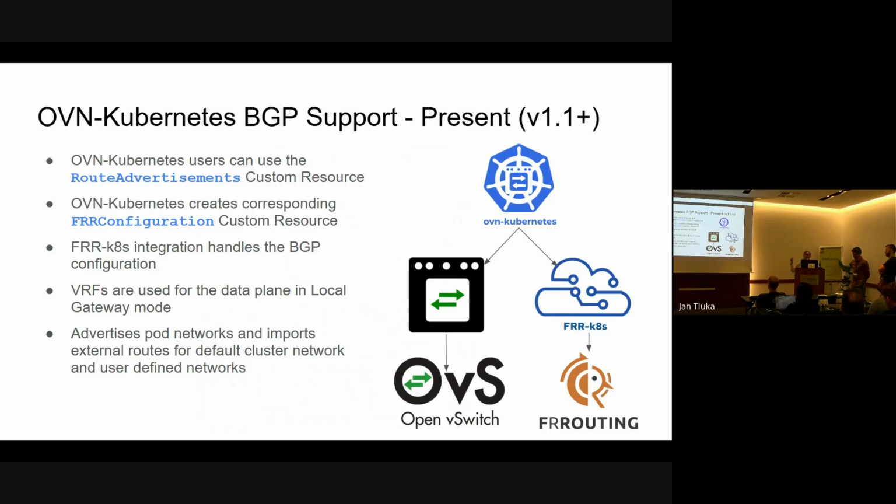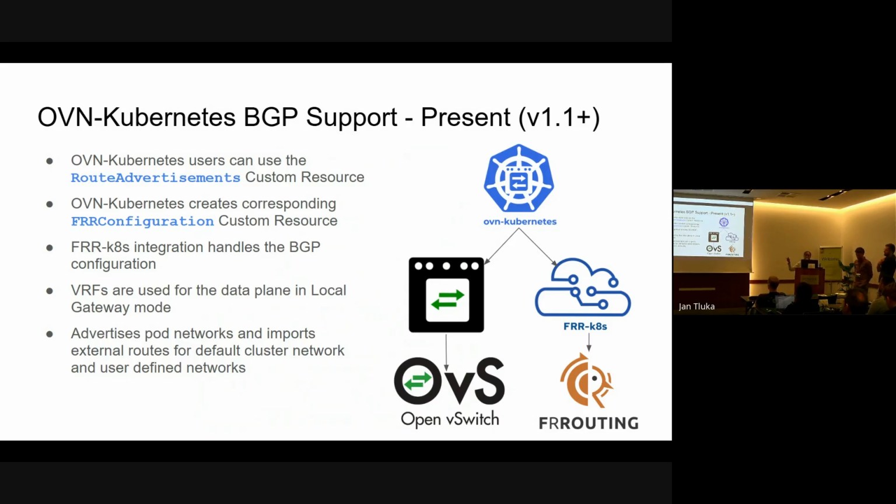So coming back to the BGP support, in OVN-Kubernetes land, it's called the route advertisements feature. It's just the name of the API. And that's what we give to the users to be able to import and export networks and routes, right? We'll see that in a moment in detail.